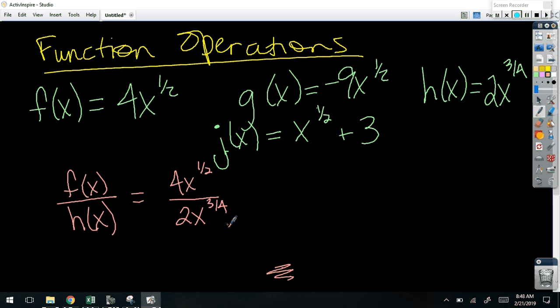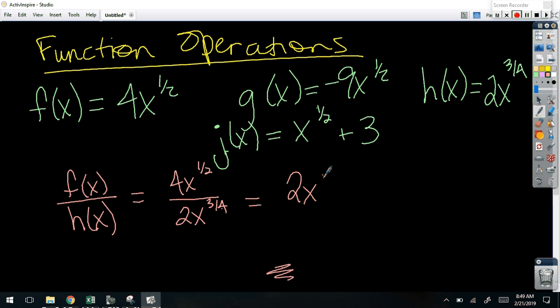Simplify the coefficients, subtract the exponents. So 4 divided by 2 is 2. And when I subtract 1/2 minus 3/4, what do I get? Wait, I thought we negative. Negative 1/4. Wait, hold on. What? That's 1/4.